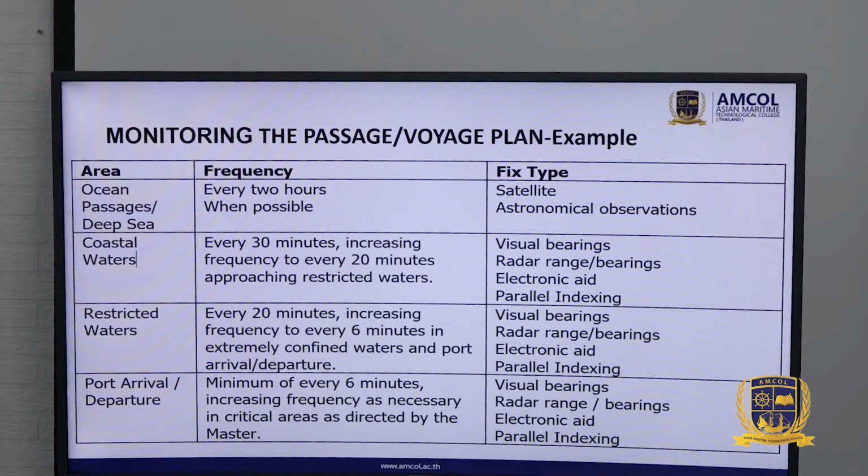This is a suggestion from one company: in open sea conditions, you can check vessel position through GPS every 2 hours. In coastal water, maybe 20 minutes or 30 minutes. You can use visual bearing or radar or electronic aid, parallel indexing. In restricted waters, you may use every 20 minutes, or every 6 minutes also they recommend, but 6 minutes in my opinion can sometimes be a practical issue because you may not have enough time.